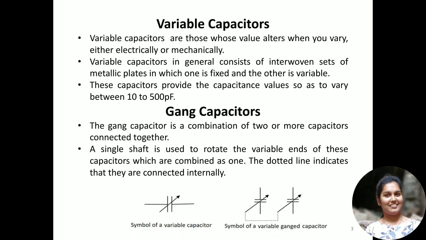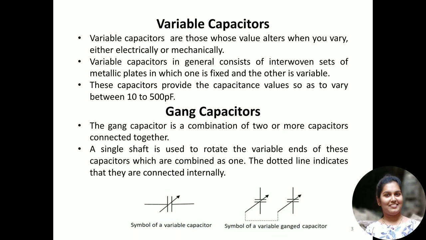For simple understanding, once you see on the screen, the symbol of the variable capacitor is this one, right? We have two parallel plates, and on the parallel plates diagonally one arrow will be there. So this is nothing but the symbol of the variable capacitors. When two or more similar kind of variable capacitors are connected together, then it forms a capacitor called gang capacitor. A single shaft is used to rotate the variable ends of the capacitors, which are combined as one.